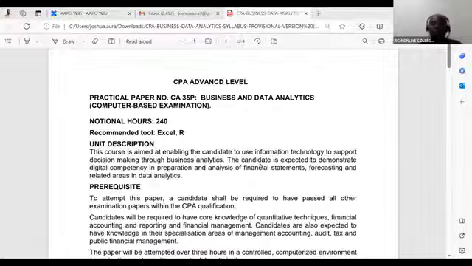I would want us to use this opportunity, first of all, to lay down the agenda for the subject. So what is the agenda? The agenda, ladies and gentlemen, is to showcase what is expected of us in terms of this paper. It's called practical paper number 35, Business and Data Analytics, and it's going to be a computer-based examination.